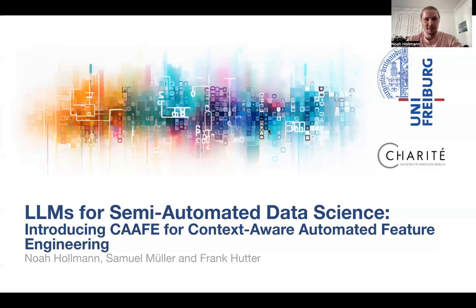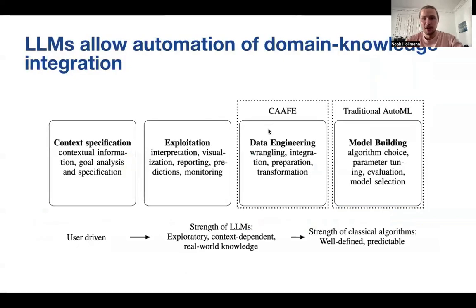So I'm excited to present CAAFE today, our work to combine large language models and automated machine learning to automate more of the data science pipeline. Specifically, we worked on automated feature engineering in this work. Classical automated machine learning has been focused on automating the model building part of data science. In this model building part, you make algorithmic choices, tune parameters, select models. All of these technical aspects of data science problems can be well automated by traditional automated machine learning.